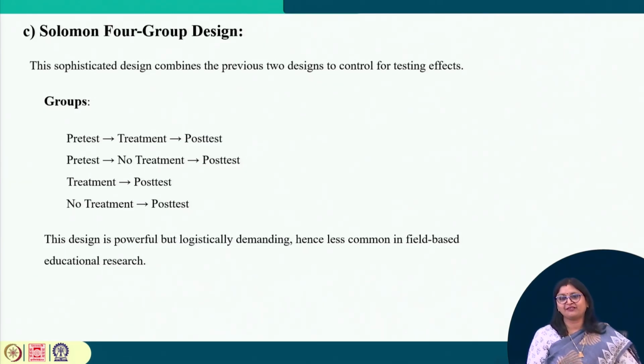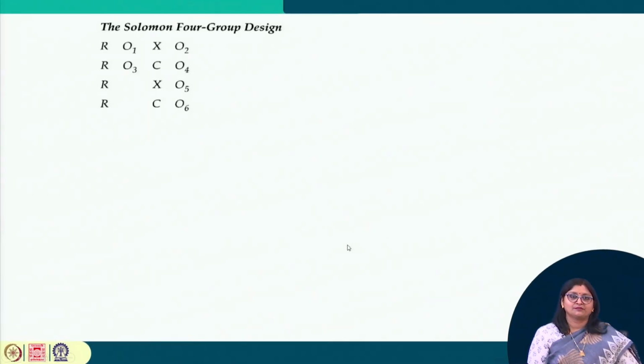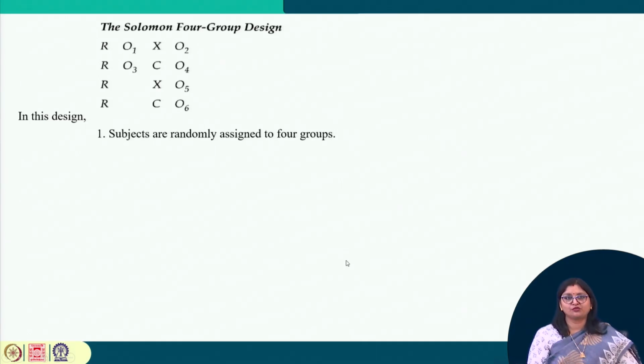Here in our PhD classes, our students find it difficult to follow this kind of research design, the Solomon four-group design, which includes both the posttest-only and the pretest-posttest design. But we have to understand the concept of the Solomon four-group design.